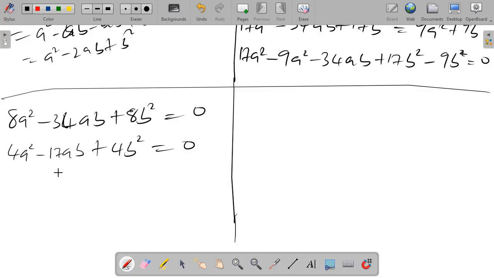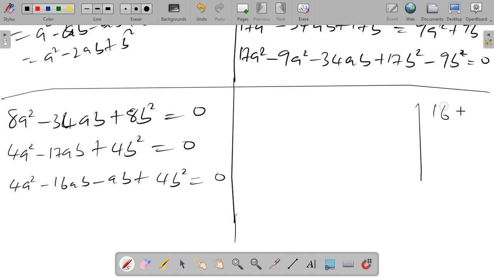Now, you know that 17 can be split up. This is 4a squared minus 16ab minus ab, then plus 4b squared to give you 0. Now why I did this is because, according to quadratic equation, you multiply the first and the last terms to give you 16. It's going to give you 16a squared b squared.